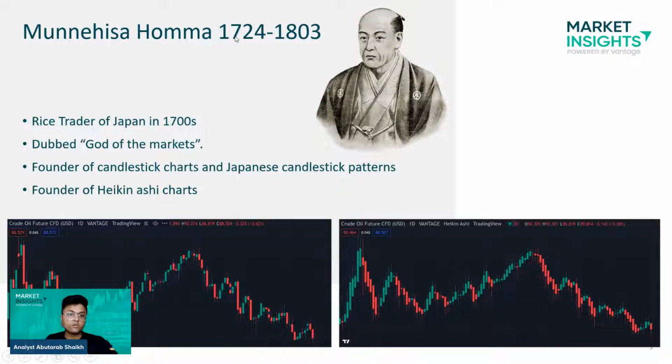He was born in 1724. He started his career in '52, I suppose, and then he passed away in 1803, right? Such an outstanding person. He is also called god of the markets. And what did he do? Why is he called god of the markets? He founded the candlestick charts, and he's also understood as the most profitable trader of all times, right? He was a rice trader of Japan, right?